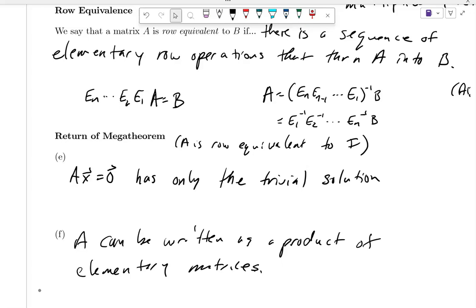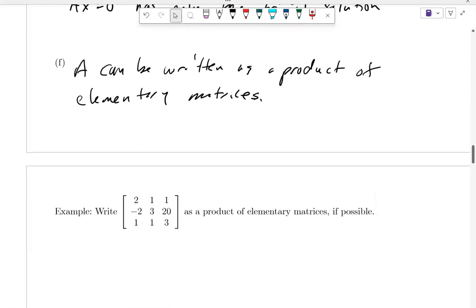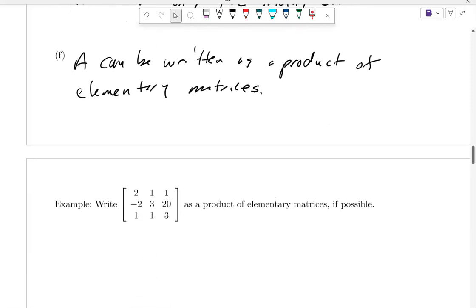So let's see if we have an example that tells us how to do that. All right. So we've got a matrix here, 3 by 3. We want to write this matrix as a product of elementary matrices, if possible. If it's not invertible, then it's not possible. As we just said a second ago, being able to write the matrix as a product of elementary matrices means it has an inverse as well. And that was that whole idea of the following are equivalent. All those statements say the same thing.